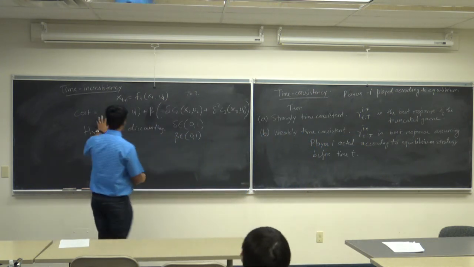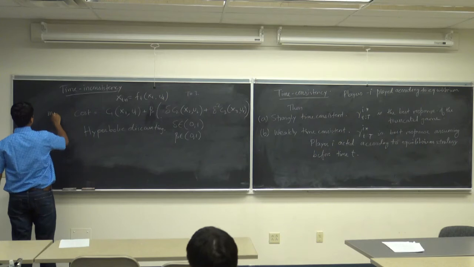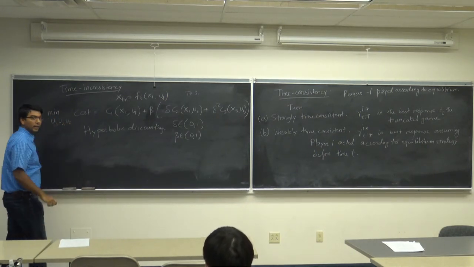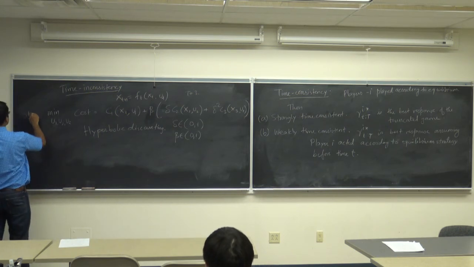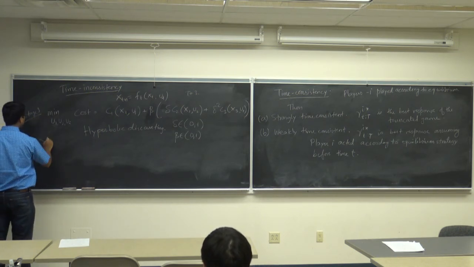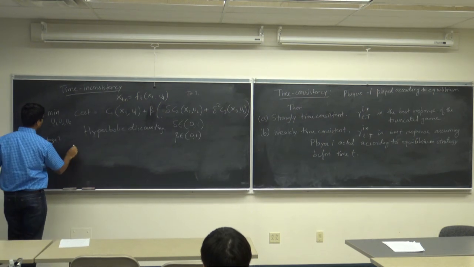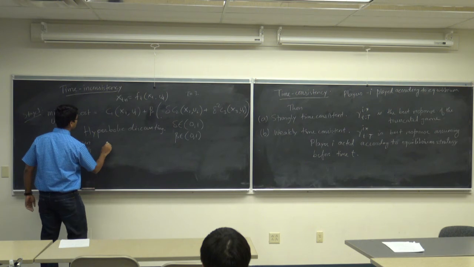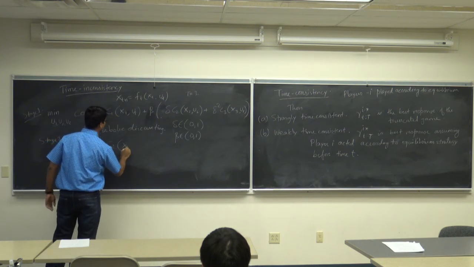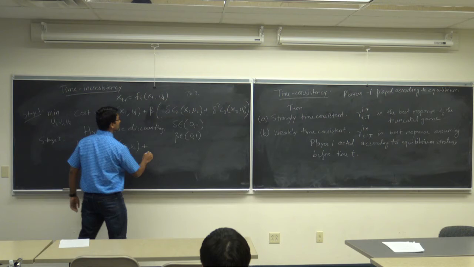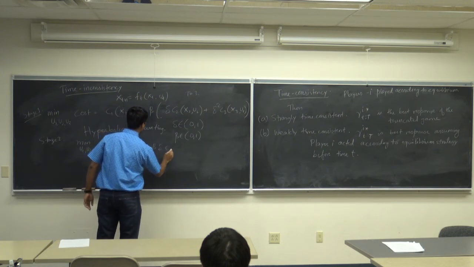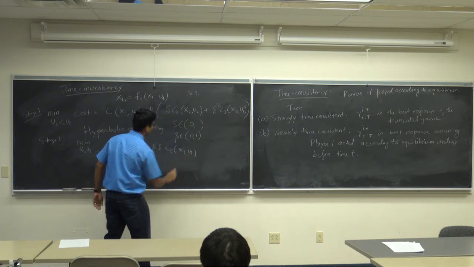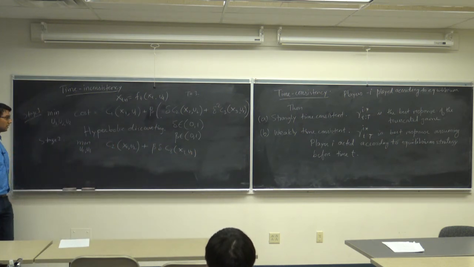Right now, he is minimizing with respect to U1, U2, and U3. This is your stage 1. At stage 2, you want to minimize with respect to U2 and U3, C2 of X2 comma U2 plus beta delta of C3 of X3 comma U3.